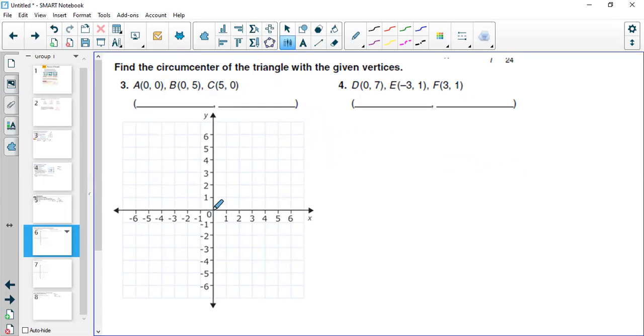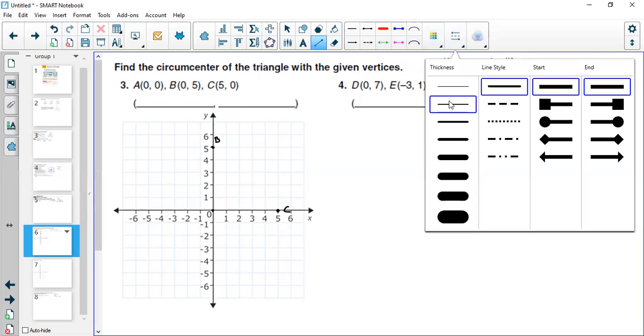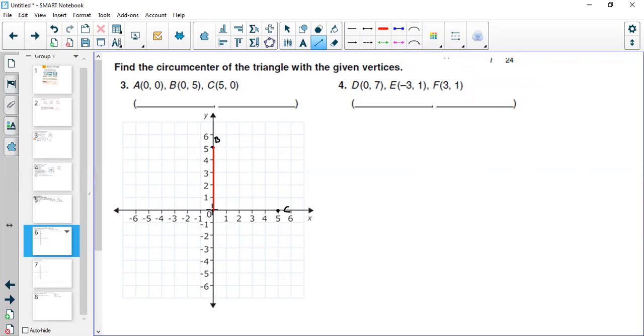So A is here, 0, 0. B is 0, 5. This is B. And C is 5, 0. This is C. Now let me join all the lines. Okay, so this is the triangle we are going to have. All right, so we have triangle ABC, and we already drew the first one.